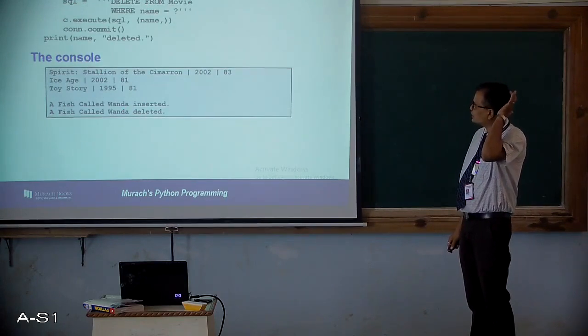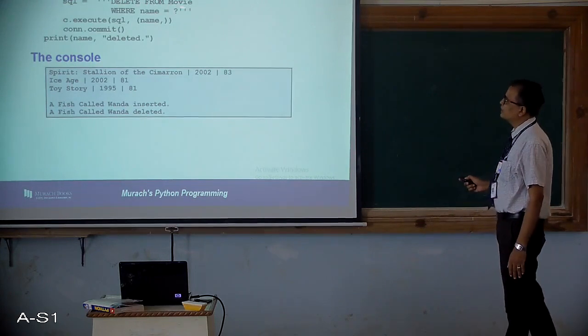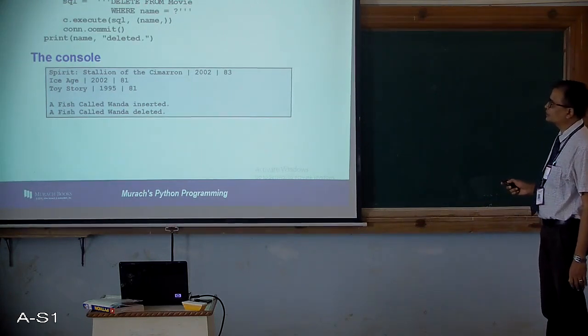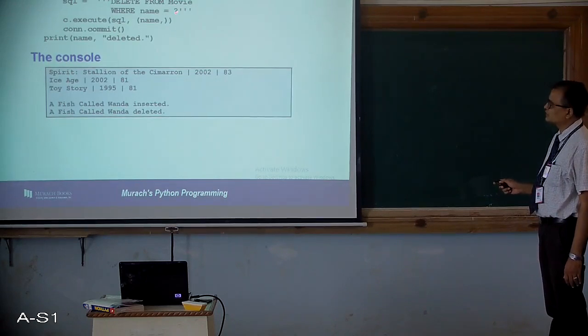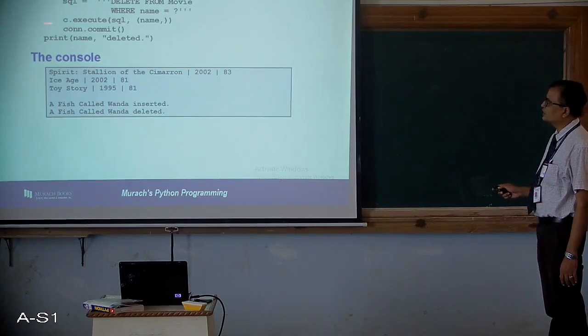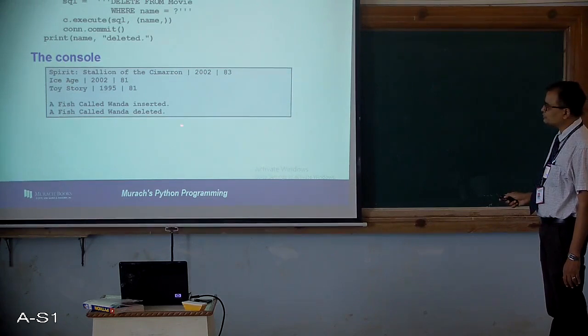This is in continuation with what we have seen in the previous slide. You can see this is to delete the particular record. With closing connection as C, SQL is equal to delete from movie where name is equal to this, and then you can specify the name, perform the commit operation, and then the name is deleted. So this is what actually happens.